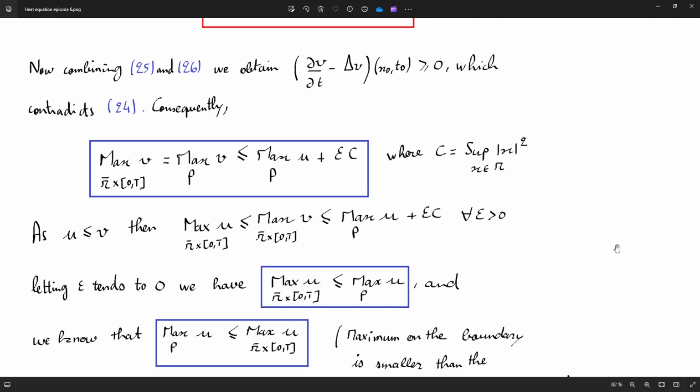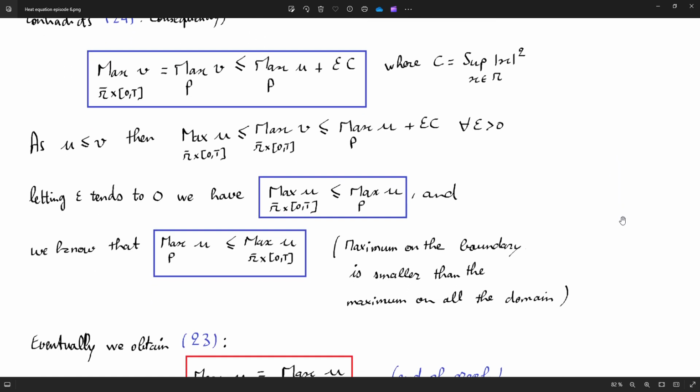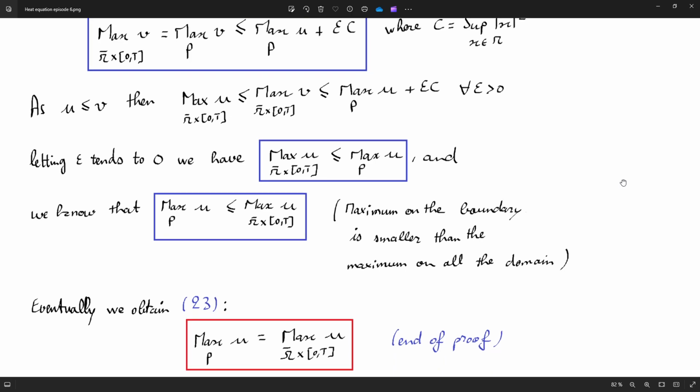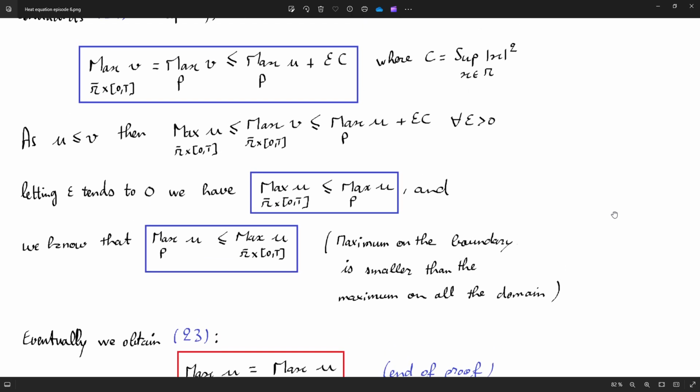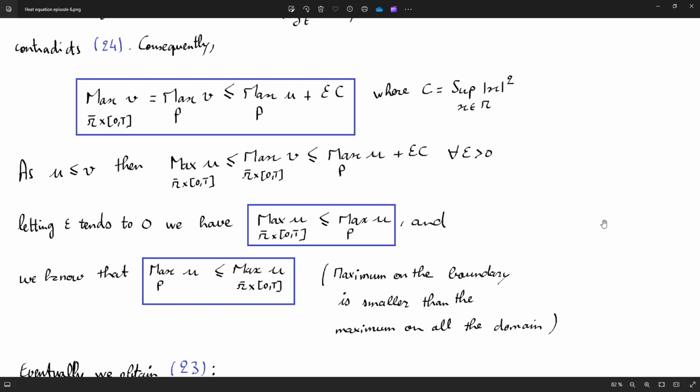As u is smaller than v, the maximum of u on omega bar times [0, t] is smaller than the maximum of v on omega bar times [0, t], which is also smaller than the maximum of u on p plus epsilon c for all epsilon strictly positive. We deduce this from the previous blue inequality we just explained.